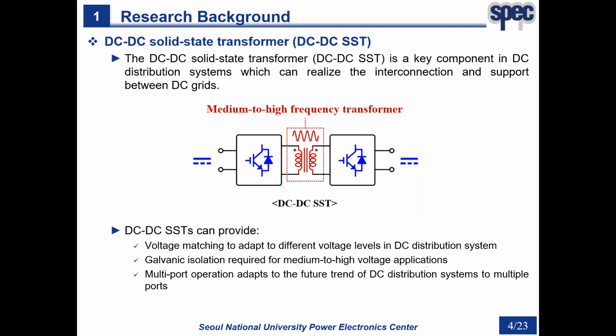The DC-DC solid-state transformer is a key component in DC distribution systems, which can realize the interconnection and support between DC grids. DC-DC SSTs can provide, firstly, voltage matching to adapt to different voltage levels in the DC distribution system, and secondly, the galvanic isolation required for medium to high voltage applications. And lastly, it can realize multi-port operation, which adapts to the future trend of DC distribution systems to multiple ports.